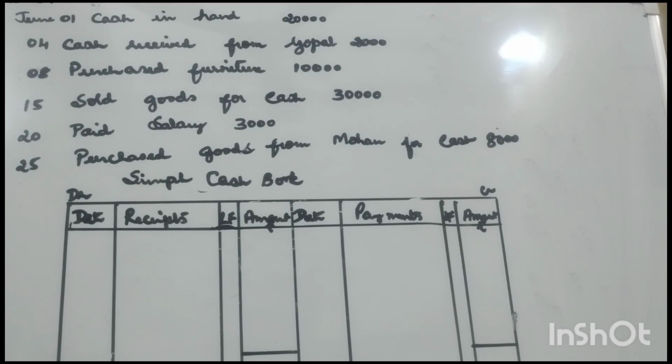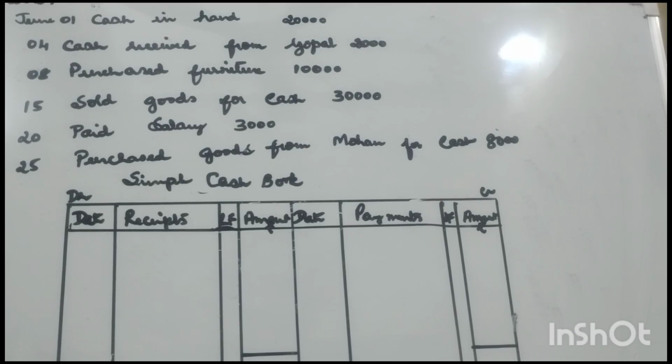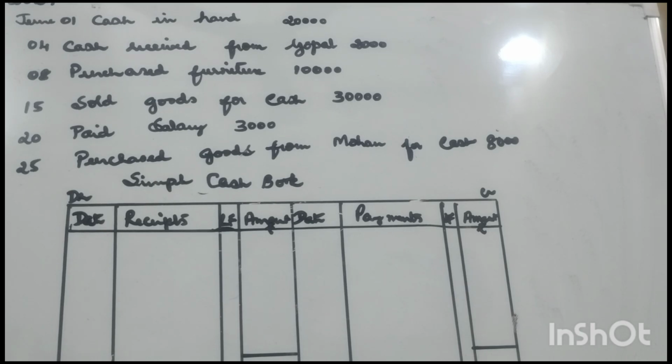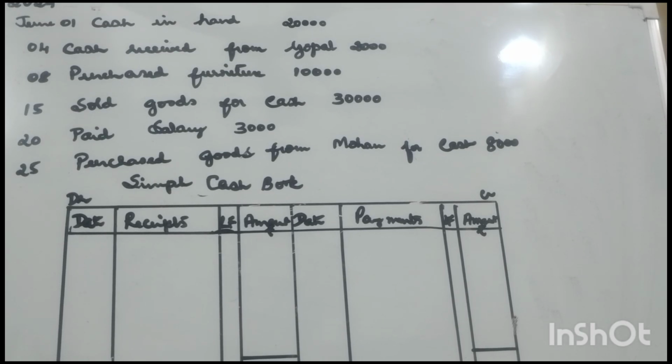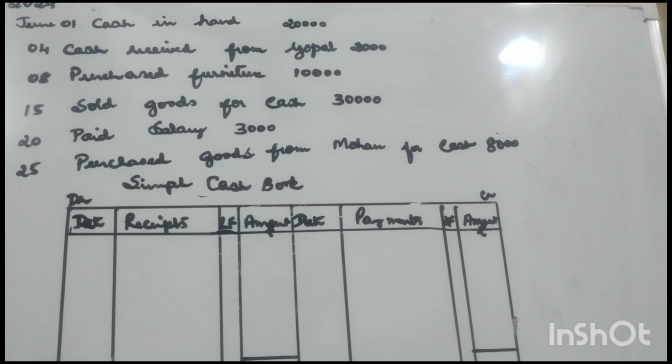So the first transaction, 2024, cash in hand balance is given. That is the opening balance of the firm. The firm has opening balance rupees 20,000. So it has to be recorded as balance brought down under debit side, because that is the cash in hand balance of the firm, which has to be debited as balance brought down.